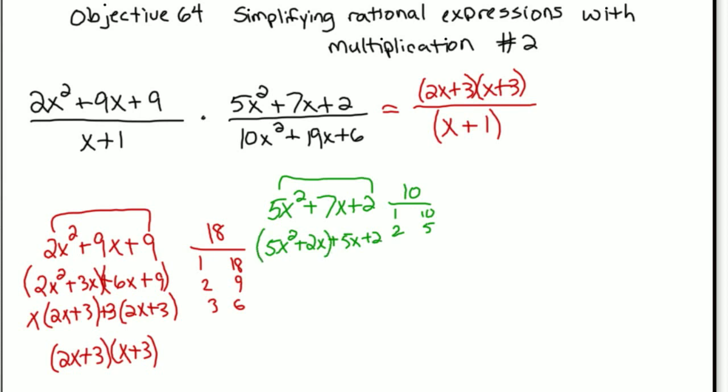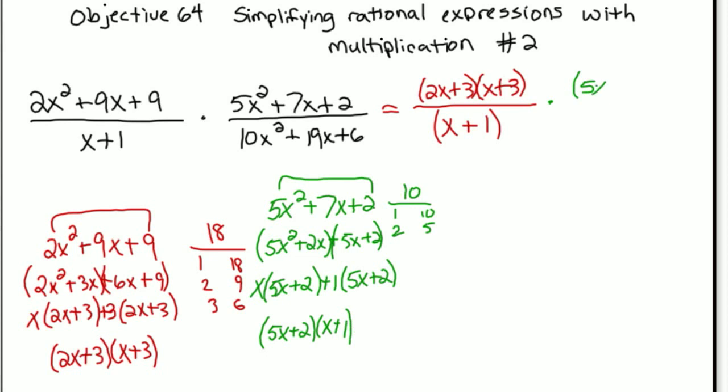We'll create groups around these. In the first group, I can pull out an x. And in the second group, I'm going to pull out a positive 1. So I'll have 5x plus 2 times x plus 1. And we can replace that in our expression.